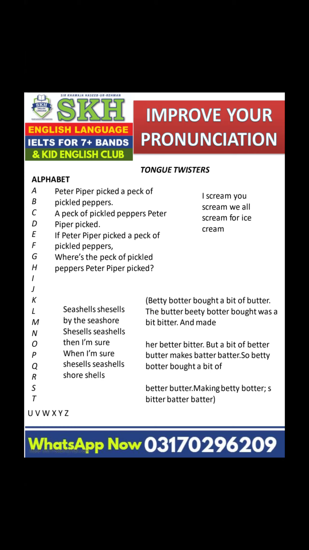Betty Butter bought a bit of butter. The Betty Butter bought was a bit bitter and made her butter bitter. But a bit of butter makes better batter. So Betty Butter bought a bit of better butter, making better butter so bitter better butter.